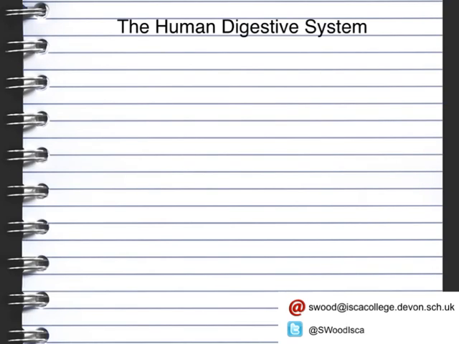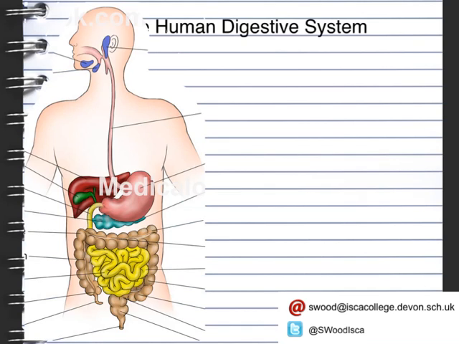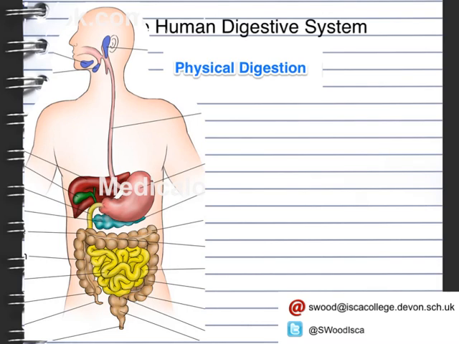Okay, so let's have a look at the human digestive system. Let's put this diagram of the human digestive system here, and we'll start at the top. There is an initial process called physical digestion, where we use our teeth to break up the food and manipulate it so it's a lot smaller, so it has a bigger surface area, which will help later on when we go down into the stomach and look at the chemical digestion.